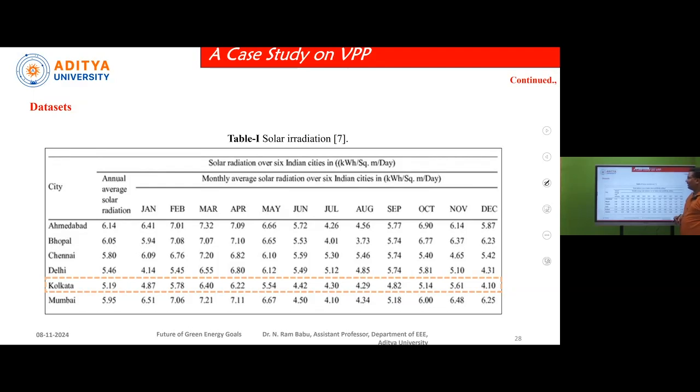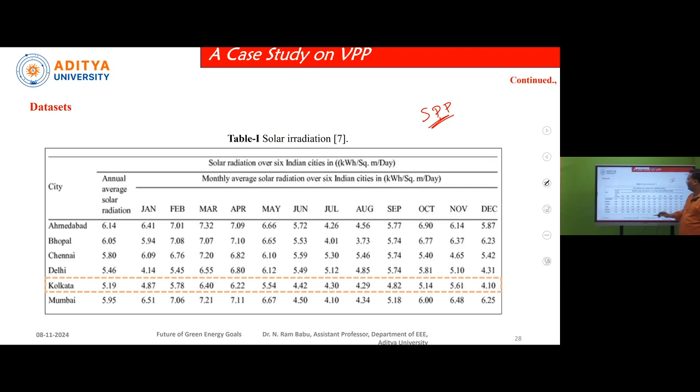Next one is solar radiation. For a solar power plant, the input will be the solar irradiation, whereas for wind power generation, wind farms, the input is wind. Like that, for the solar power plant, the input is solar irradiation.